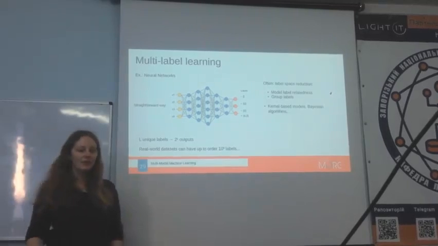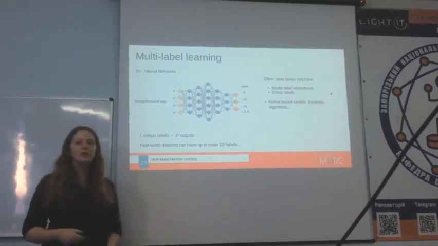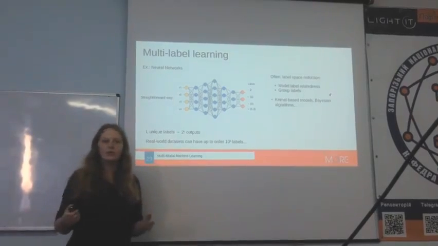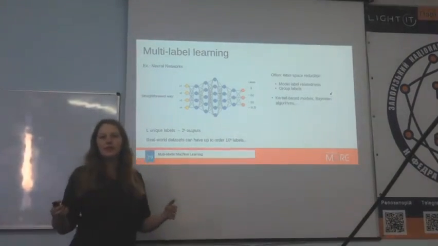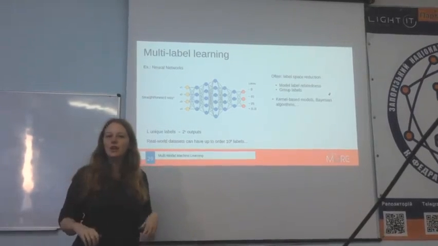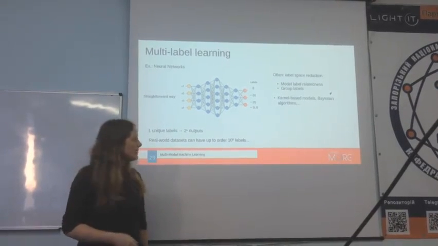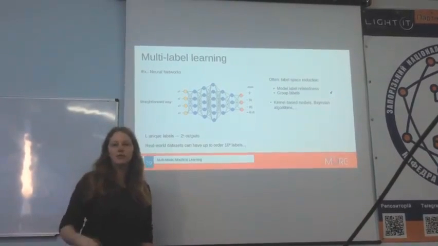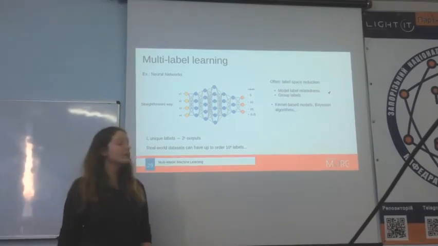So also there you have some variations. Usually what you will do is you will model the label relatedness. So if you have pictures, the label sun and label beach will be closely related to each other, and you can group them. That also groups labels. And again, you have different models and neural networks that can work with it quite well.